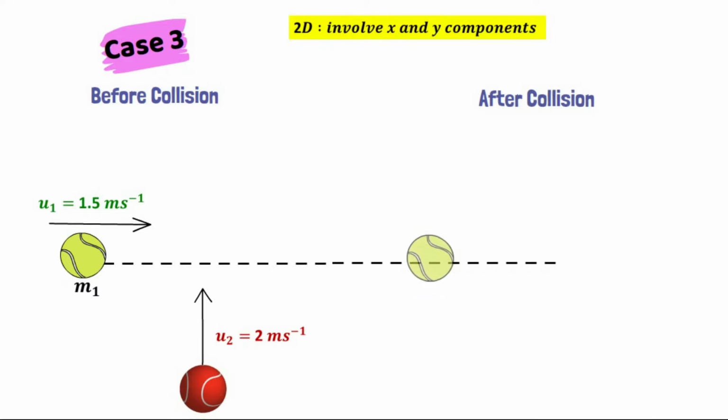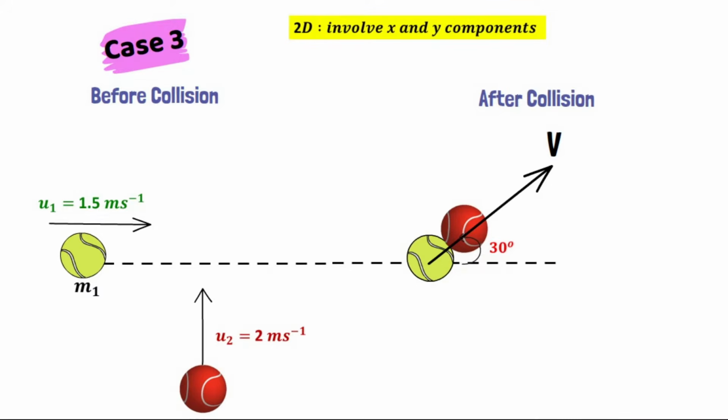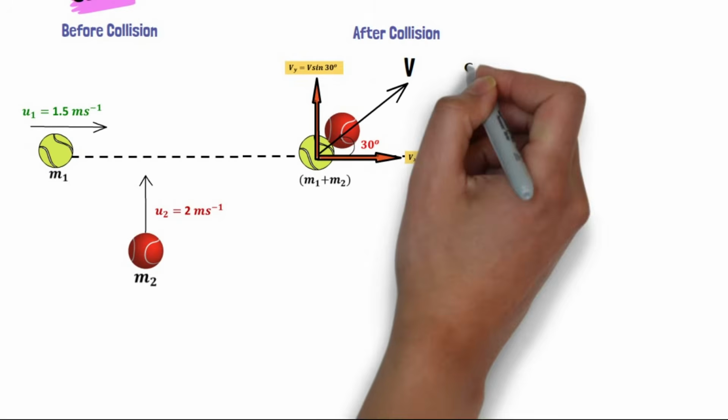Let's say for this case, both objects are stick together and they are moving in one direction at angle of 30 degree to the horizontal with the final velocity of V. Nampak dekat situ? Ada deflection of motion. So, kita perlu resolve V into X and Y component. So, Vx equal to V cos 30 and Vy is equal to V sin 30 degree. Make sure the direction of Vx and Vy are resolved correctly. Boleh? So, now, let's write the equation.